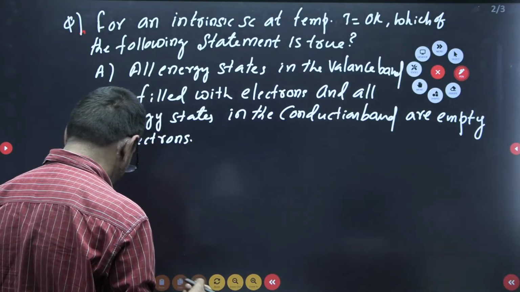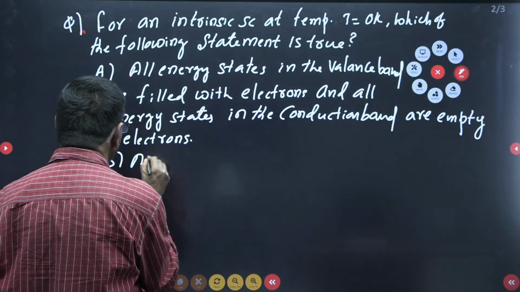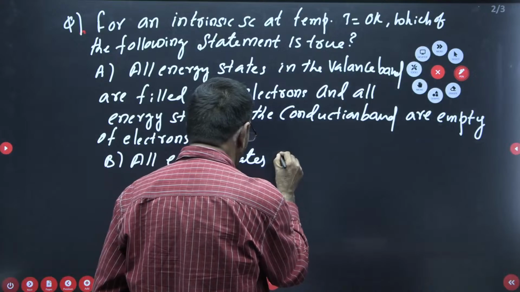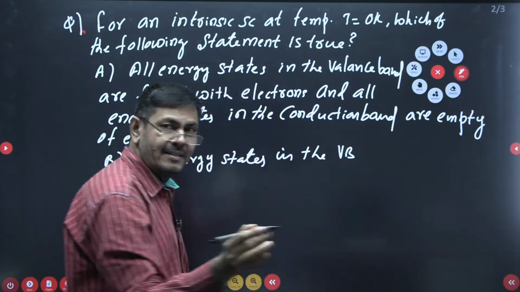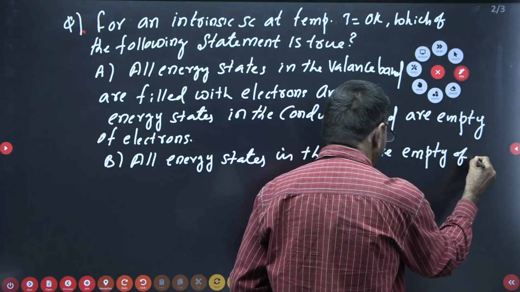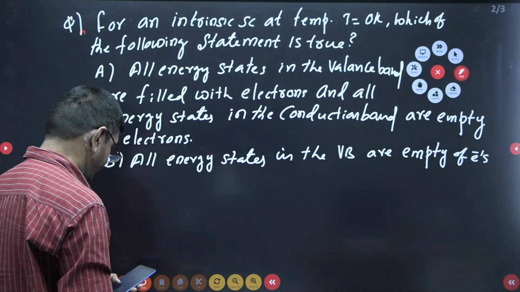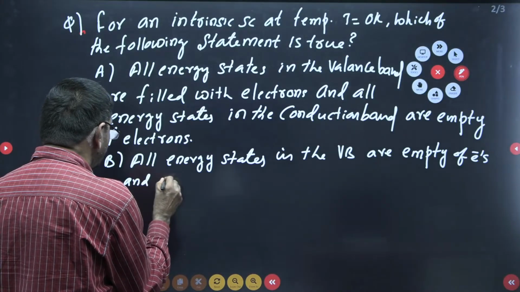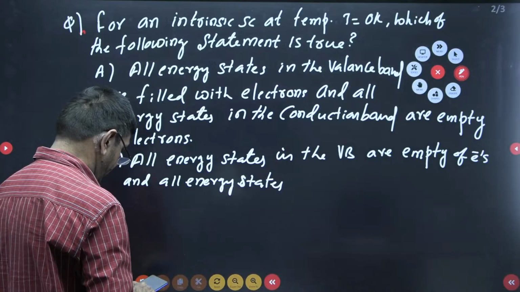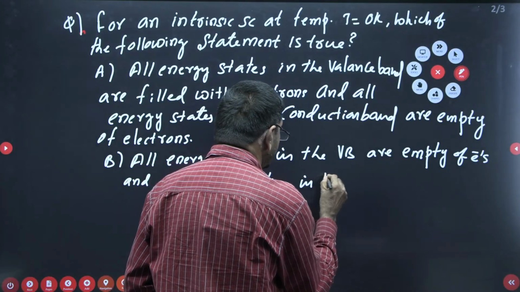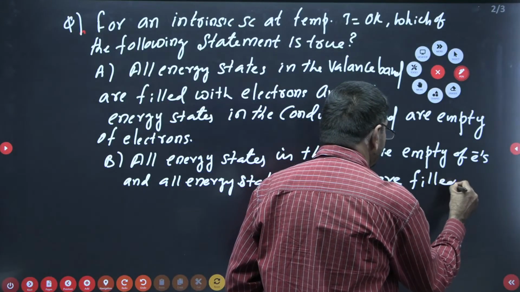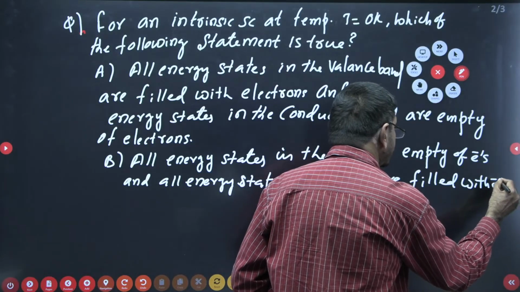I will give the four options now. Option B: all energy states in the valence band (VB) are empty of electrons, and all energy states in the conduction band are filled with electrons.